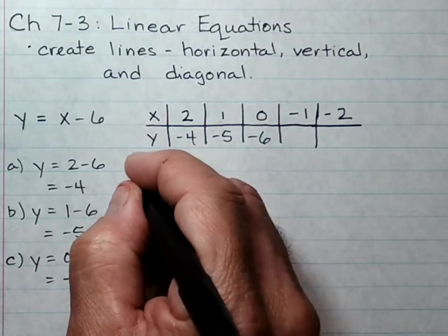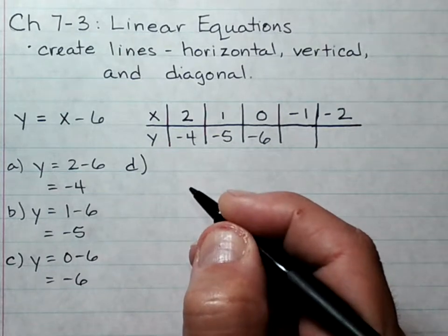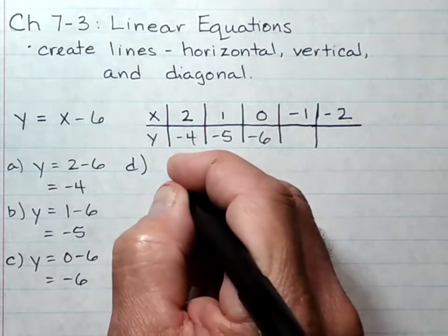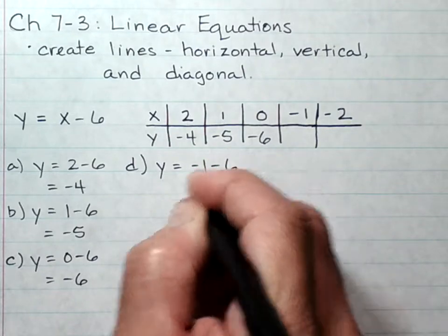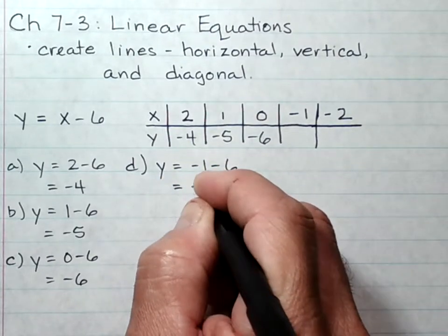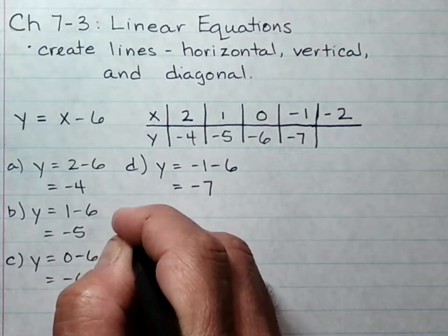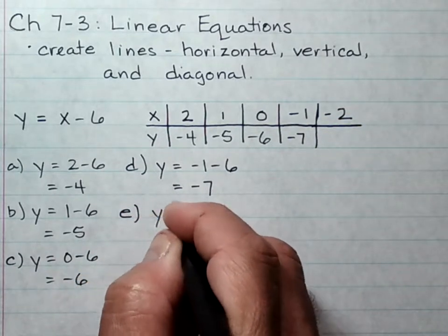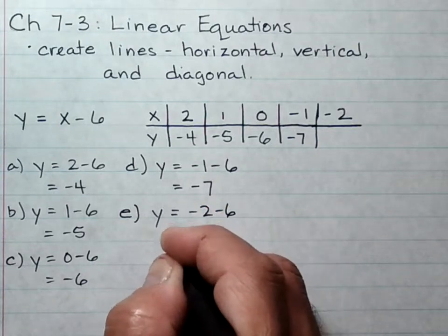I'll put D here. So D. That is negative 1. Y is equal to negative 1 minus 6. And that is negative 7. And then finally, y is equal to negative 2 minus 6, and that is negative 8.